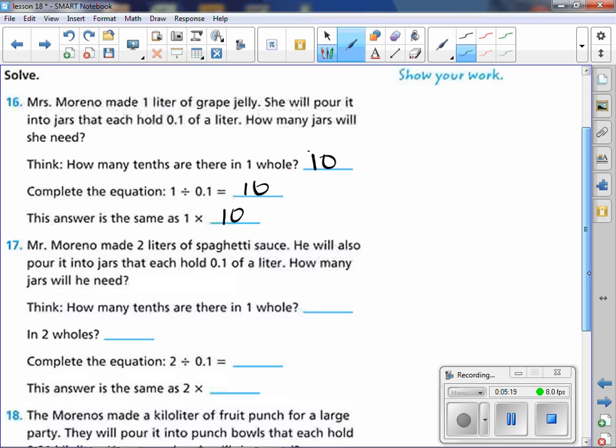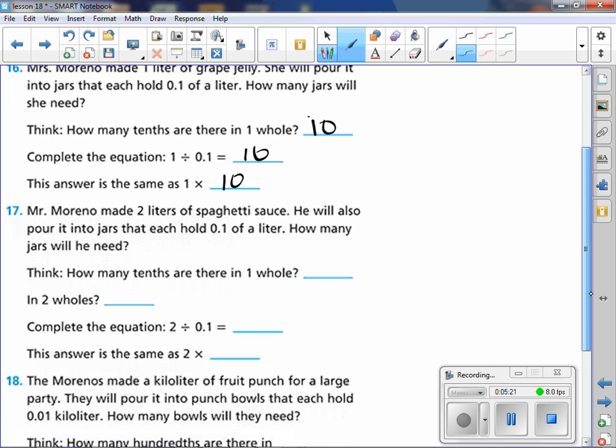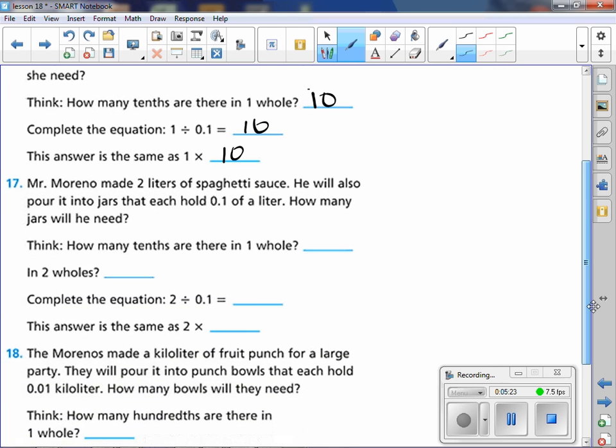So if Mr. Marino made 2 liters of spaghetti sauce, he'll also pour into jars that each hold a tenth of a liter. How many jars will he need? Well, how many tenths are in a whole? 10. So how many are in 2 wholes? 20. Okay, so 2 divided by a tenth is 20. And the answer is the same as 2 times 10.